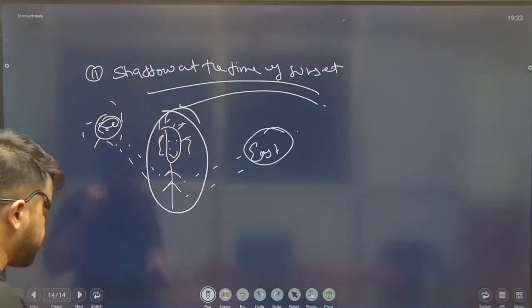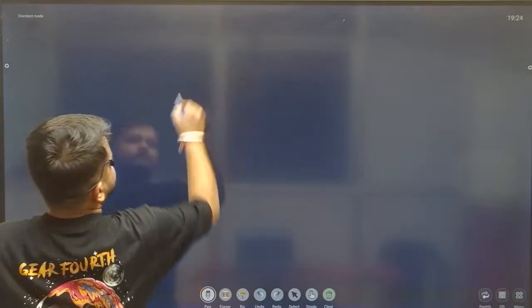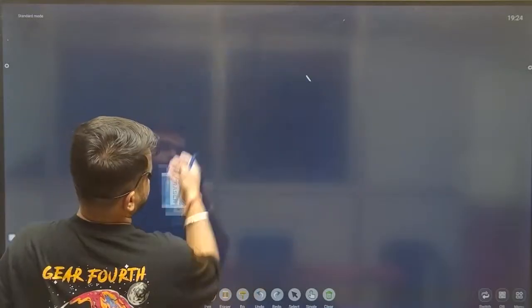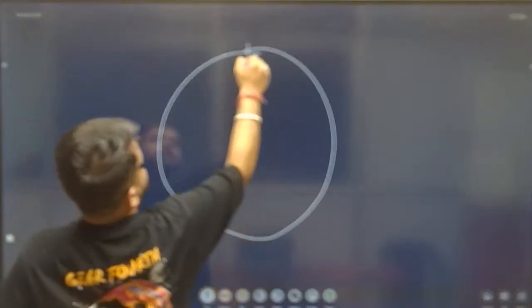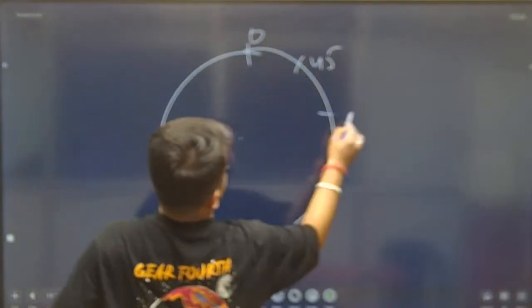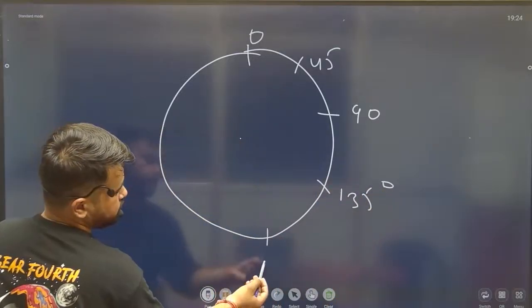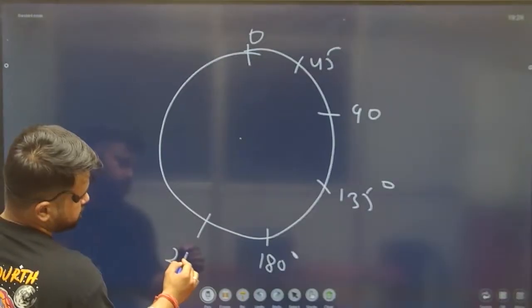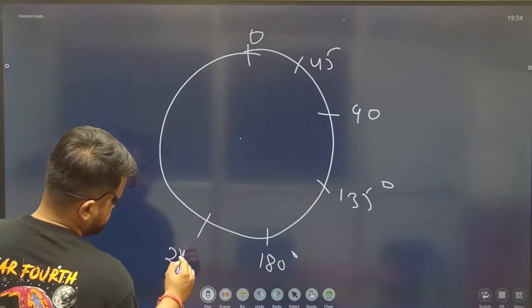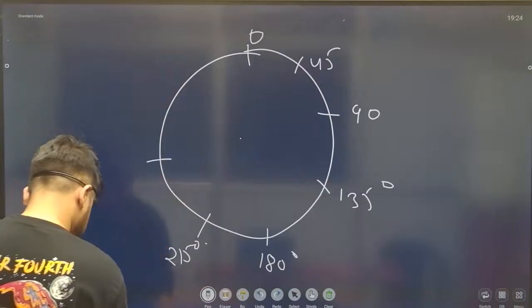Right. That's great. Okay, so this is the concept, and the next concept is going to be related to the circle. Here's the 0 degree. Here's the 45 degree. Here's the 90 degree. Here's the 135 degree. Here's the what? 180 degree. Here's the, how much will it be? 215 degree. Got it?